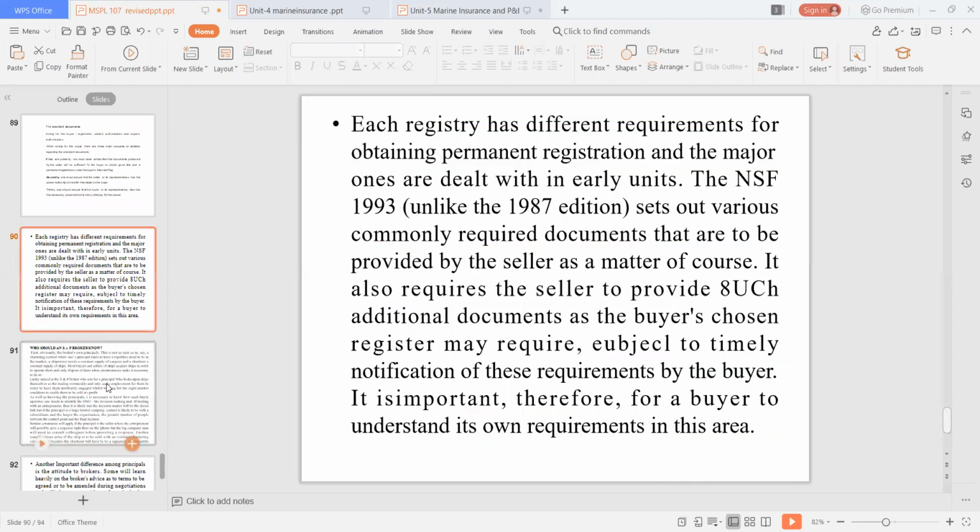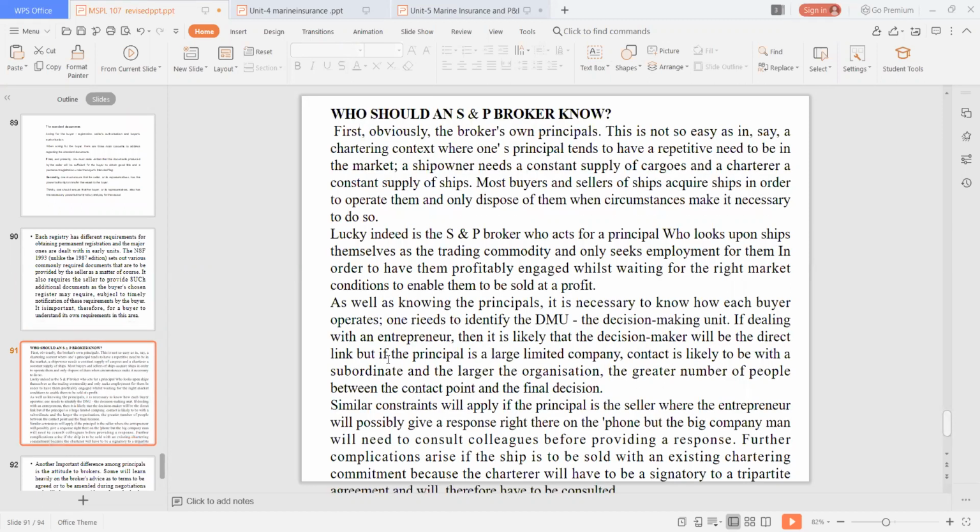Okay. Next, some of the points here. Who should an S&P broker know? The role of brokers and everything, I think we discussed that. Once again, we'll see this. First, obviously, the broker's own principals. This is not easy to assume.